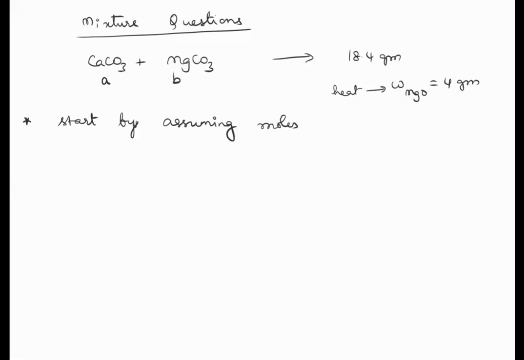What is the first equation I get from this? Weight of mixture. This is my first equation. How do you calculate the weight? Weight of CaCO3 plus weight of MgCO3. Now, what is the weight of CaCO3? Number of moles of CaCO3 into molecular weight. And MgCO3? Number of moles of MgCO3 into molecular weight. These two added together should give me 18.4. So I have 100A plus 84B is equal to 18.4. That's your first equation.